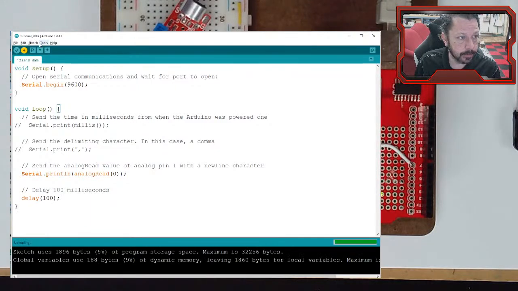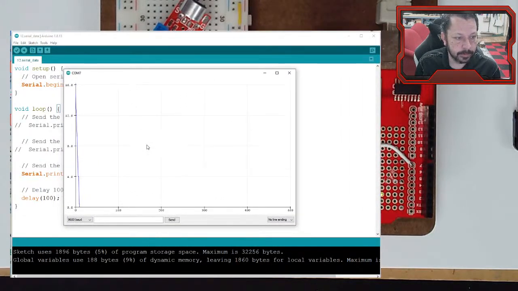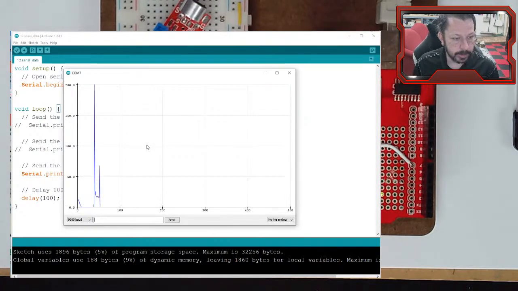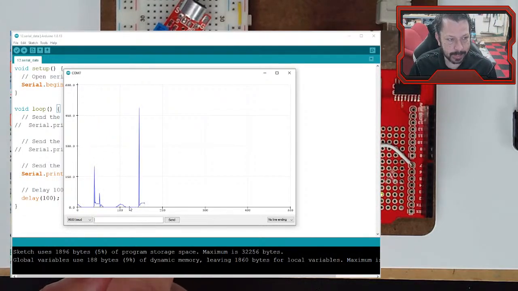All right, so if we open our serial plotter, there we go. You can barely see it down there, but it hears me every now and then if I make a sound above it or tap it or something, you see a spike in the number.